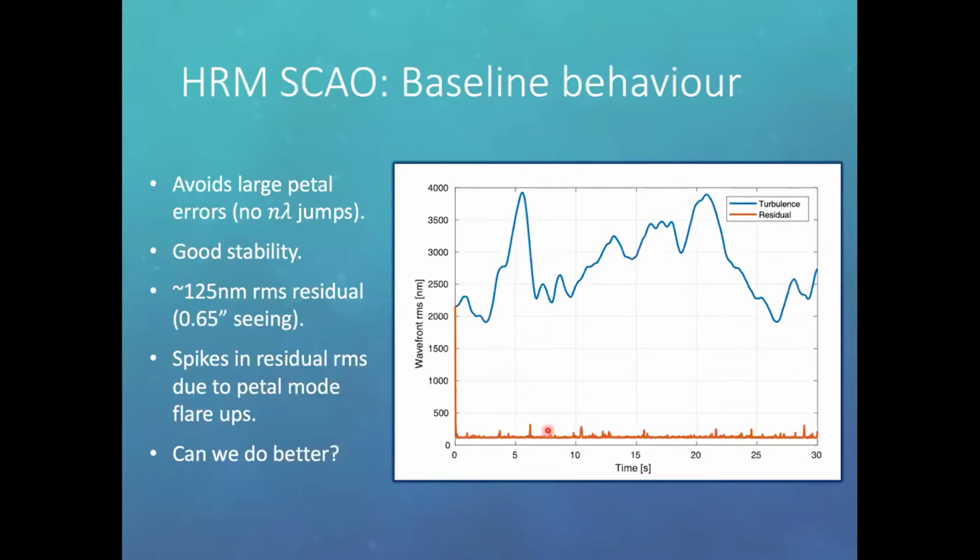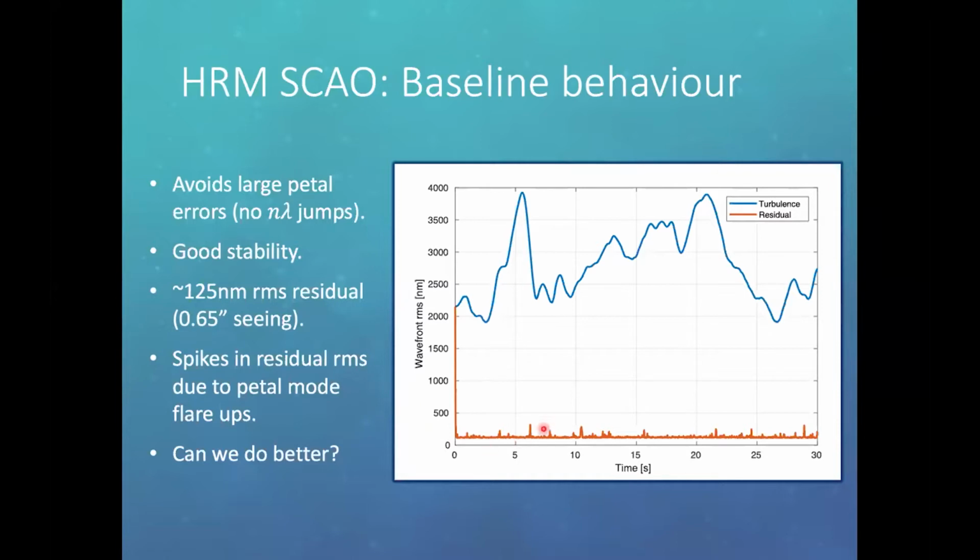So let's have a look at the baseline behavior. Here you have a plot of the residual and the turbulent wavefront RMS, using this edge actuator coupling approach. You can see that we avoid those large petal errors. We don't have those large petal modes developing. We have some good stability, and around 125 nanometers RMS residual at our median seeing conditions.